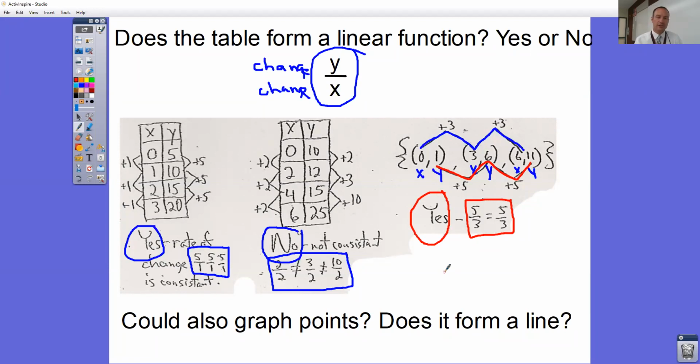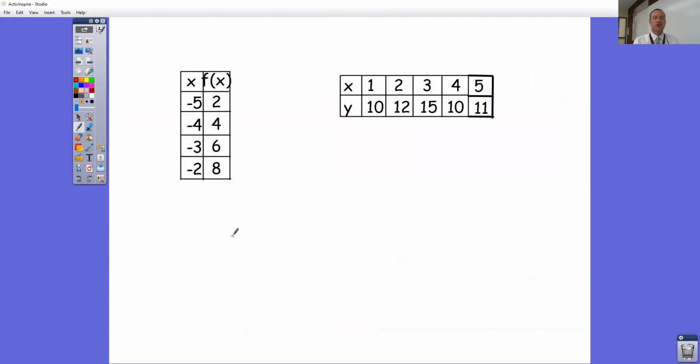You could also do these questions a little bit differently by graphing the points and then seeing if it forms a straight line or not. Because when it asks, does it form a linear function? They want to know if we graphed it, does it form a line or not? So let's go ahead and try 2 of these actually.